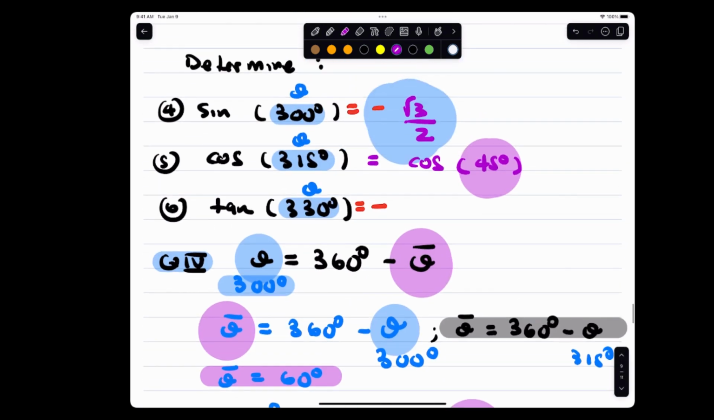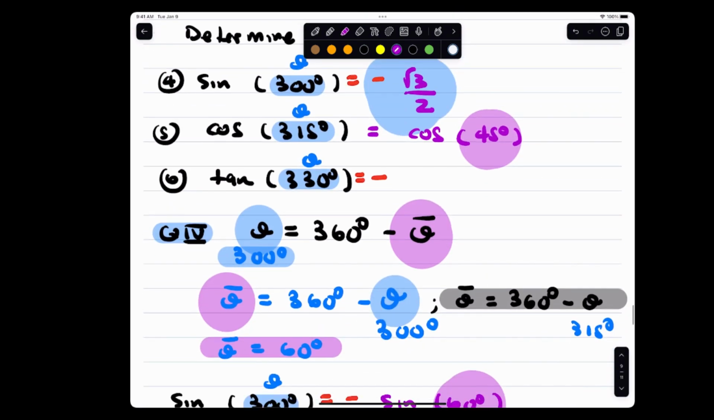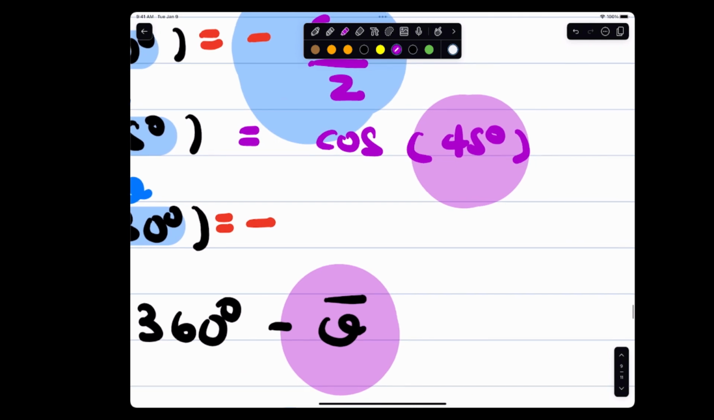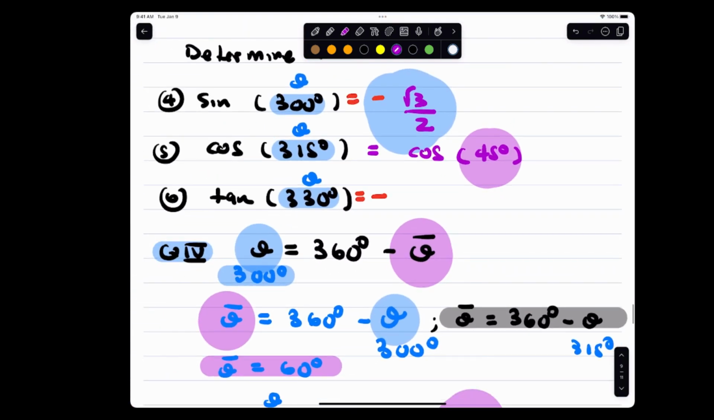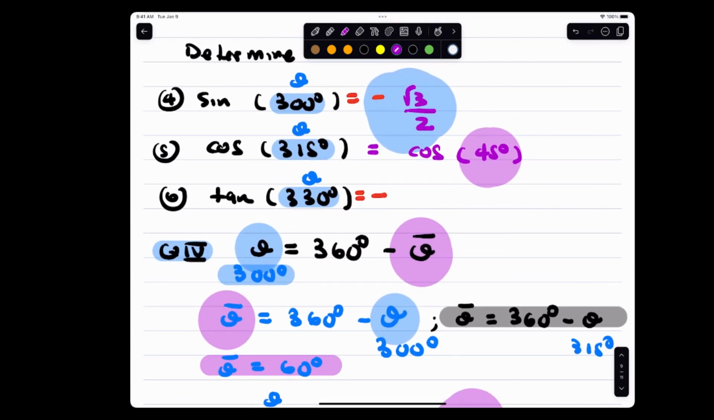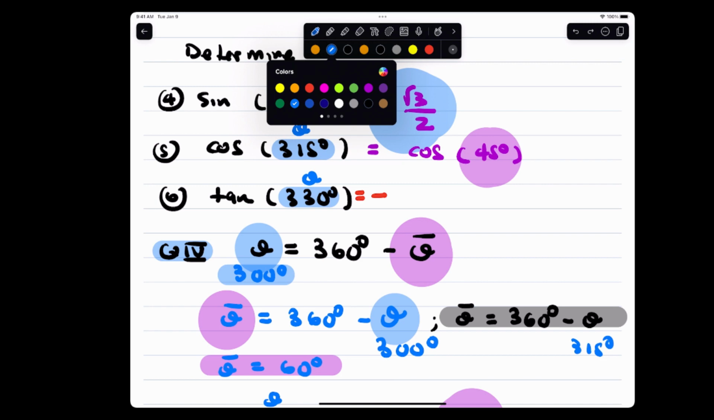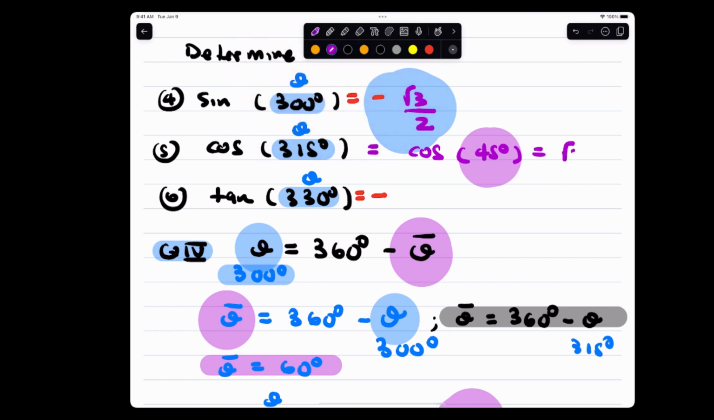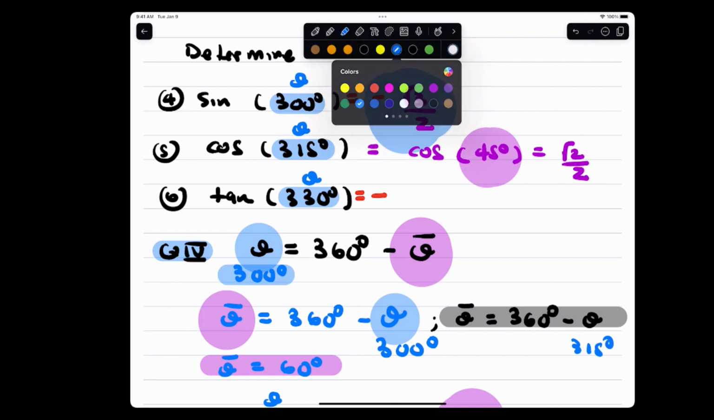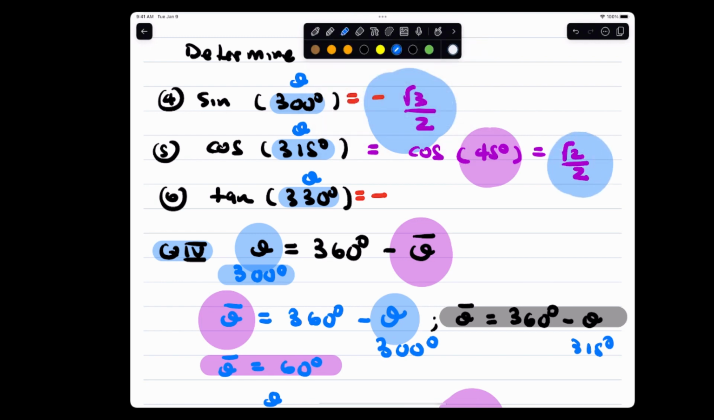So this question here, this is why we said it was cosine what? 45. And what do we know about cosine 45? Anybody know anything about that, cosine 45 degrees? It is square root of 2 over 2. And it's positive, right?